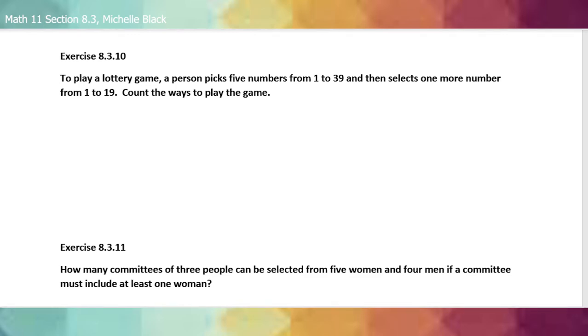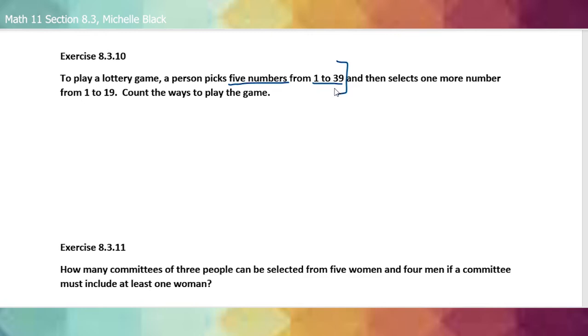Okay, so this one is a little bit trickier than the ones we've done so far. So let's just start reading it again. To play a lottery game, a person picks 5 numbers from 1 to 39. Let's stop there and just figure out this little section. When it says they pick 5 numbers out of this larger amount of numbers, that makes me think either a permutation or combination of n elements taken r at a time. So now we just need to figure out, is this a permutation or is this a combination?